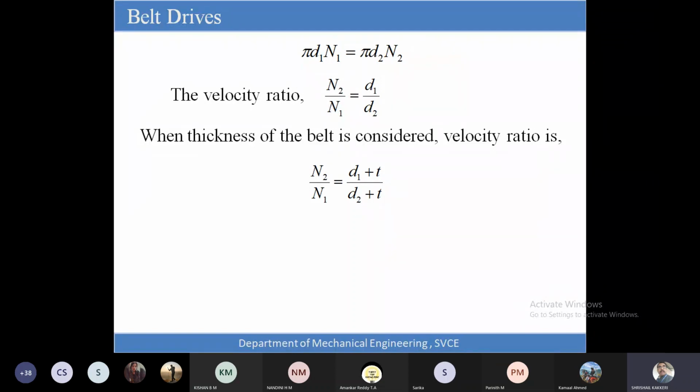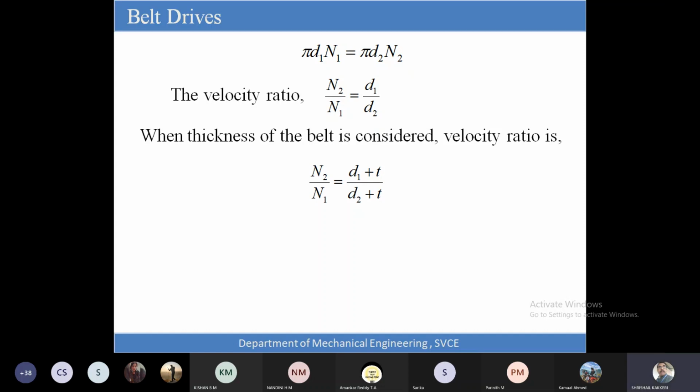You know that already. In gear drives you already know that N2 by N1 will be equal to D1 by D2, which will be equal to T1 by T2 in the case of gear drives. In the case of belt drives, N2 by N1 will be equal to D1 by D2, similar. And whenever you are going to consider the thickness of the belt also, then along with this D1, add T, and along with D2, you add T. So N2 by N1 will be equal to (D1 plus T) divided by (D2 plus T).